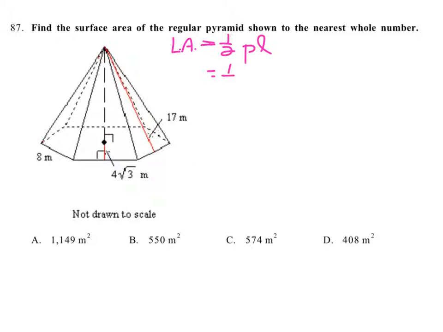And luckily they give us the slant height. That's nice and convenient. Okay. The total perimeter we'll figure out in a second. The slant height is 17. Now the total perimeter. Look at what we've got here.